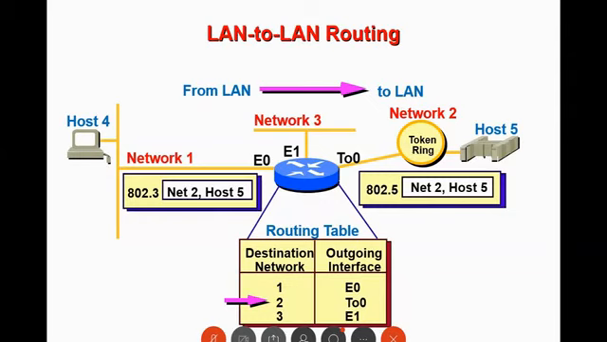Next, LAN to LAN: how this routing table gets updated. Again, network 1 with Ethernet is connected on host 4, and token ring is connected on host 5 in network 2. That's the reason, if you can see, 802.5 talks about the token ring. So it has source Ethernet, destination on token ring, with the destination address as network 2 host 5. For this, the routing table will have destination network 2, and the token ring is where this data needs to be transmitted.